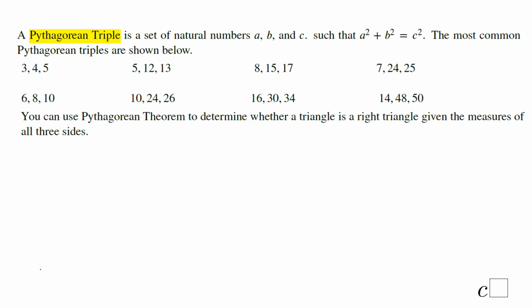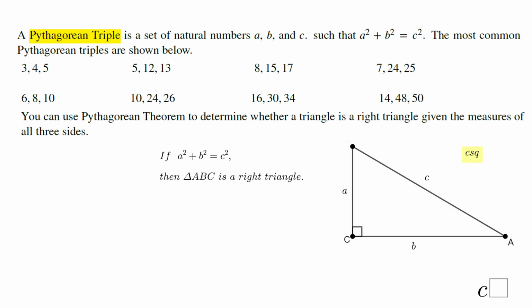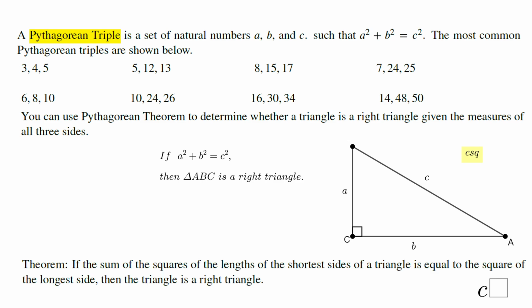You can use the Pythagorean theorem to determine whether a triangle is a right triangle, given the measures of all three sides. If a squared plus b squared equals c squared, then the triangle ABC is a right triangle. This is the converse of the previous theorem. We switch the hypothesis and the conclusion. If the sum of the squares of the lengths of the shorter sides of the triangle is equal to the square of the longest side, then the triangle is a right triangle. I would like to emphasize here: shorter sides, longer side. That's the way you want to see it in your problem.